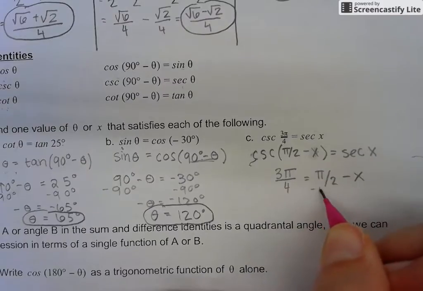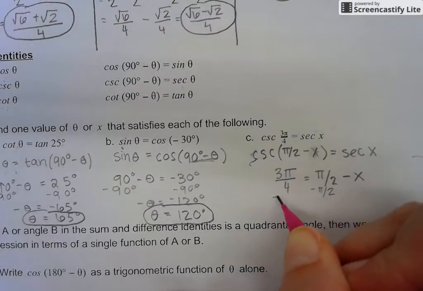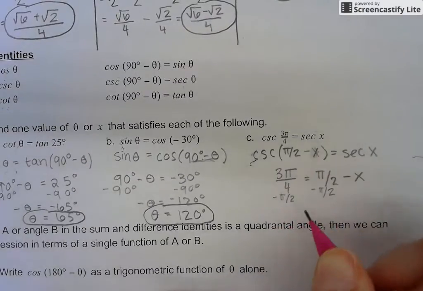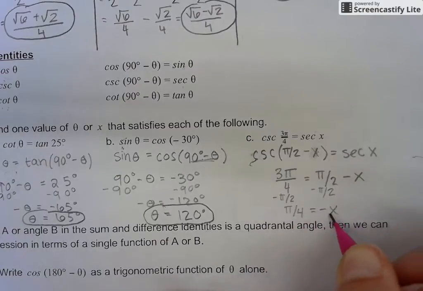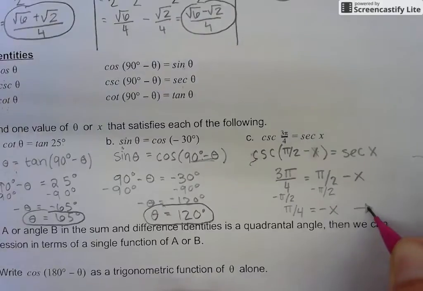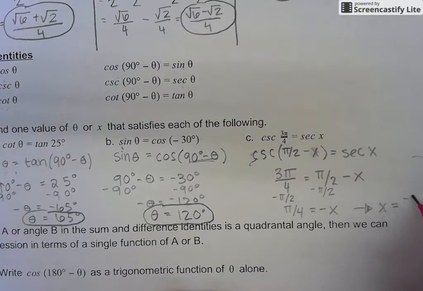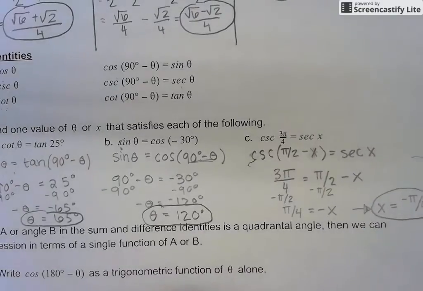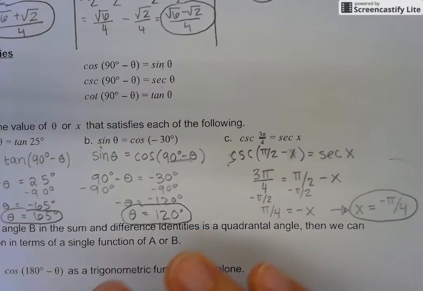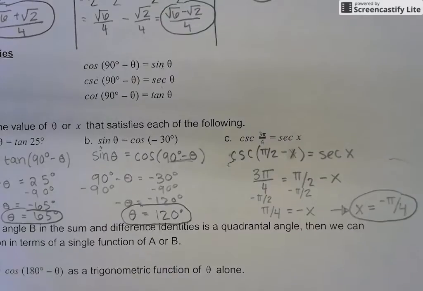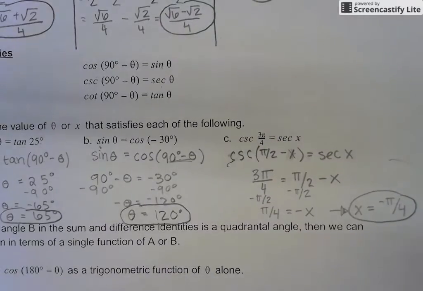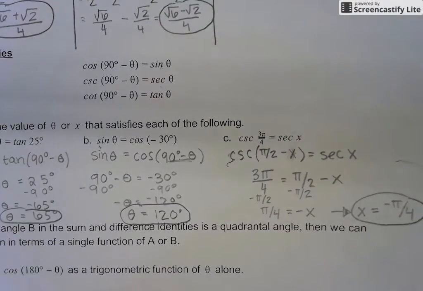So in order to solve for x, I need to isolate my x. So I would subtract pi over 2 from both sides, and that leaves you with pi over 4 is equal to negative x. Again, divide by negative 1, and you get that x is equal to negative pi over 4. Now again, you could have converted to degrees if you wanted to, but I'd say that's just as easy. Just remember, if it's in radian mode, you need to use pi over 2 instead of 90.